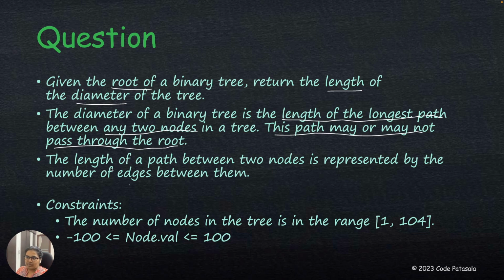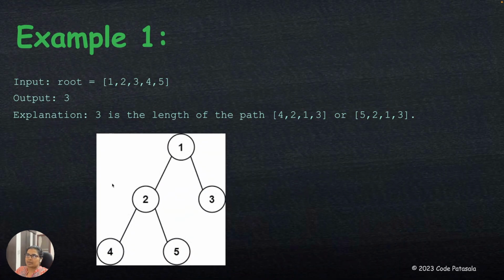So how is the length defined? The length of a path between two nodes is represented by the number of edges between them. Okay, let's look at the example.